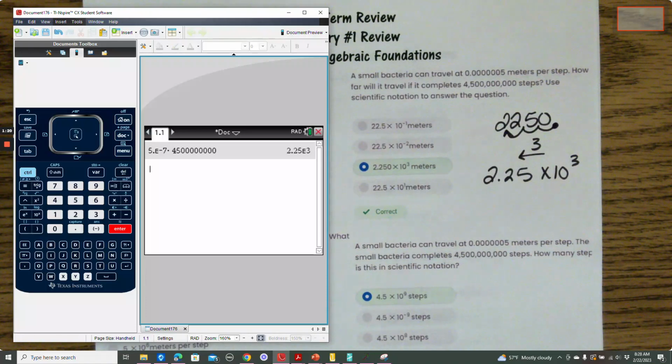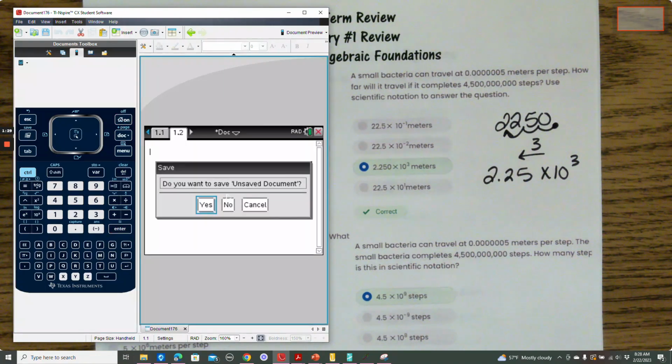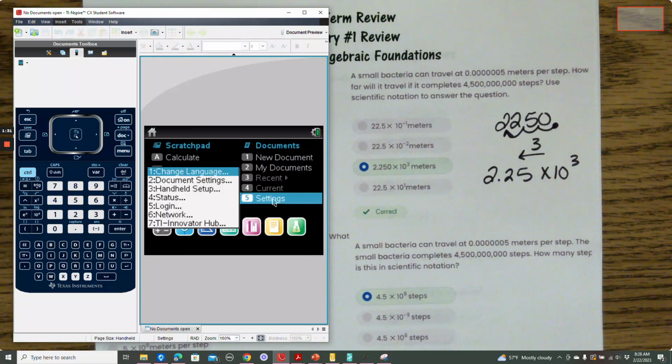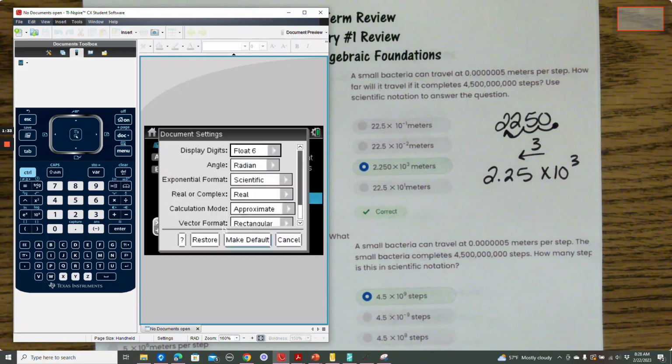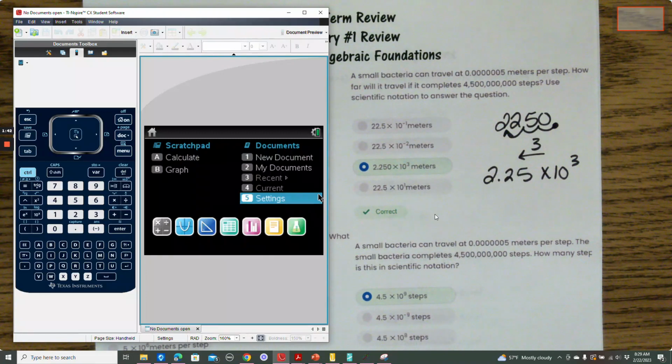So when you put it in, you can see now your calculator is spitting out all the answers in scientific notation. To undo it, if you go back to the home page, actually let me do this and clear out. Settings, Document Settings, and I'm going to restore settings to factory defaults and then make default. That resets it for you.